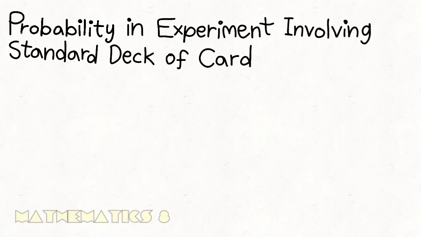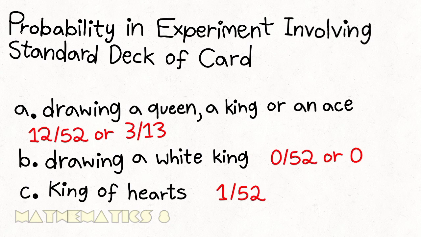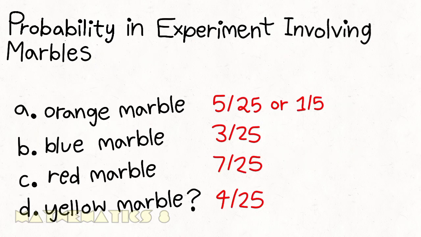A card is drawn from a standard deck of playing cards. What is the probability of drawing a queen, a king or an ace, drawing a white king, and king of hearts? A box contains 7 red marbles, 5 orange marbles, 4 yellow marbles, 6 green marbles and 3 blue marbles. What is the probability of drawing out an orange marble, a blue marble, a red marble, and a yellow marble?